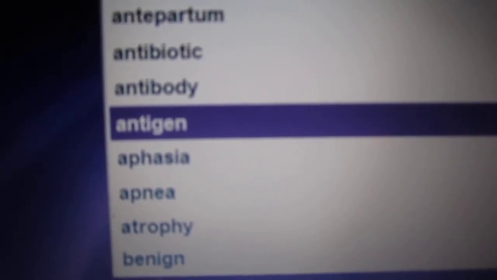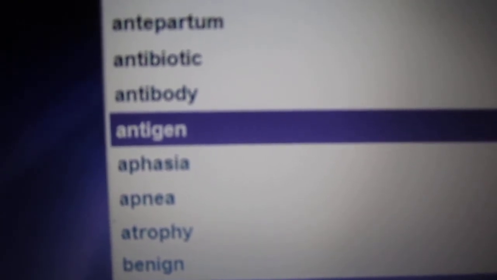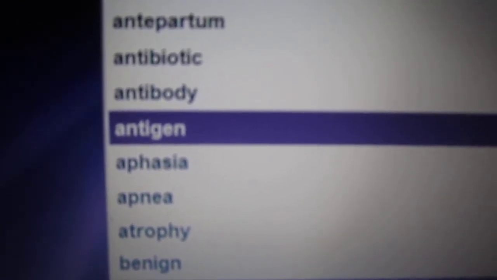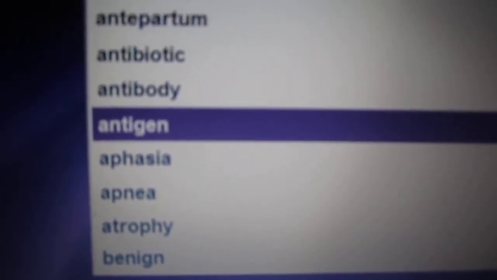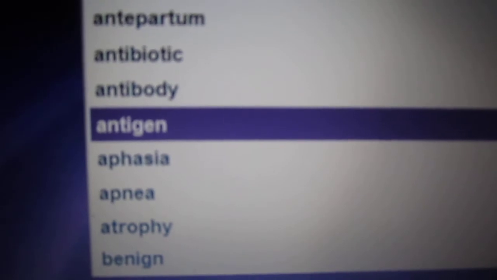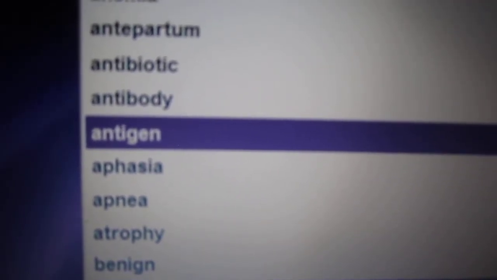For example, the flu virus is an antigen that stimulates lymphocytes to produce antibodies. Several days after the viral exposure, these antibodies then destroy the flu virus, making recovery possible. This is one of the ways your immune system responds to and fights infection.